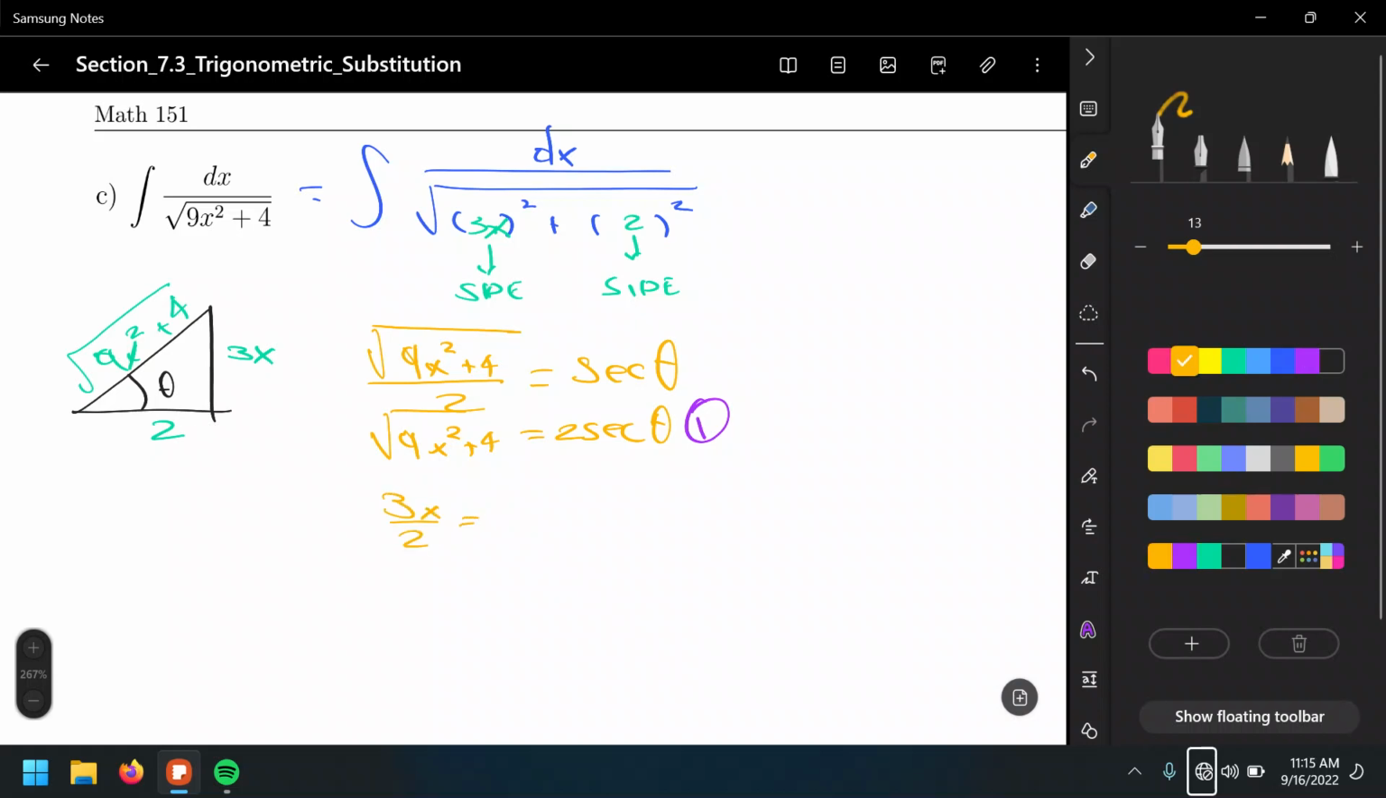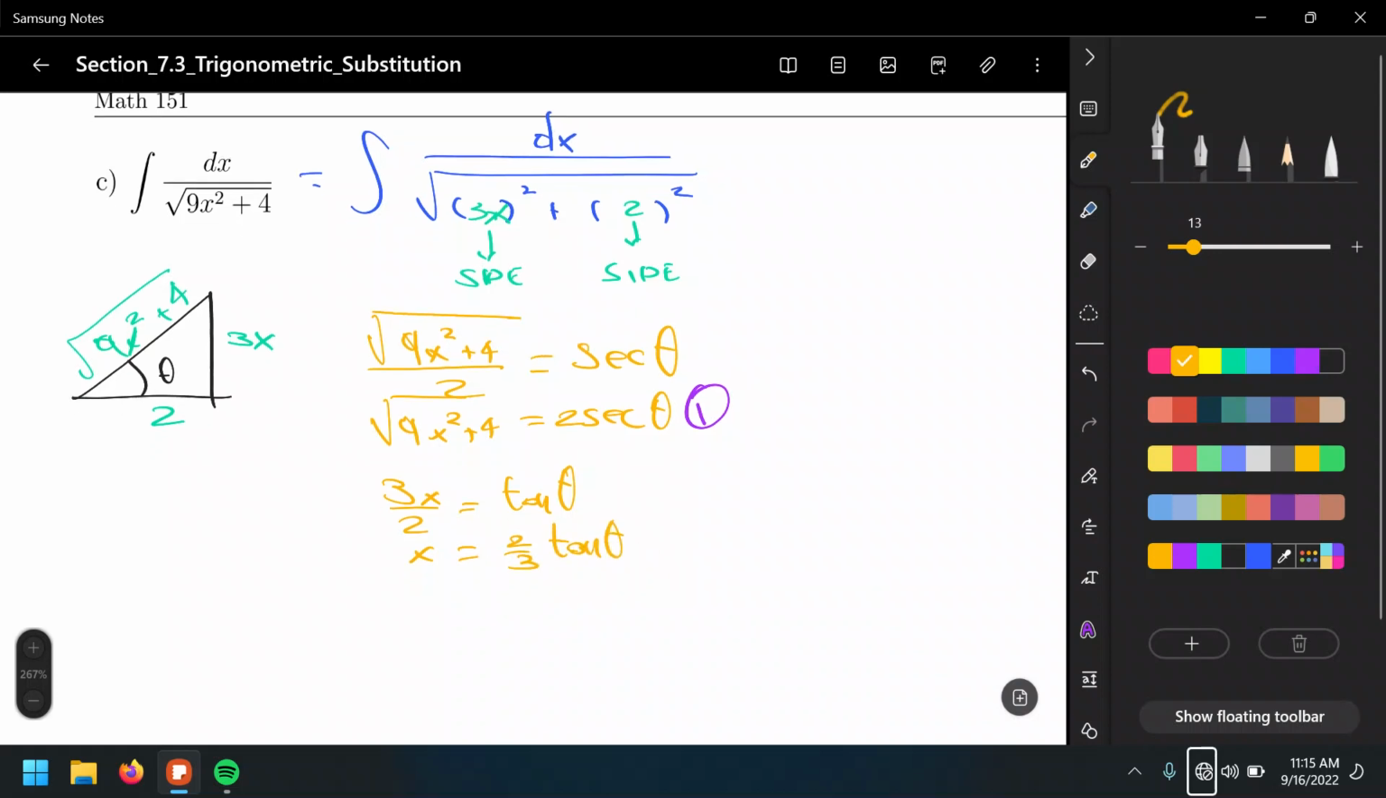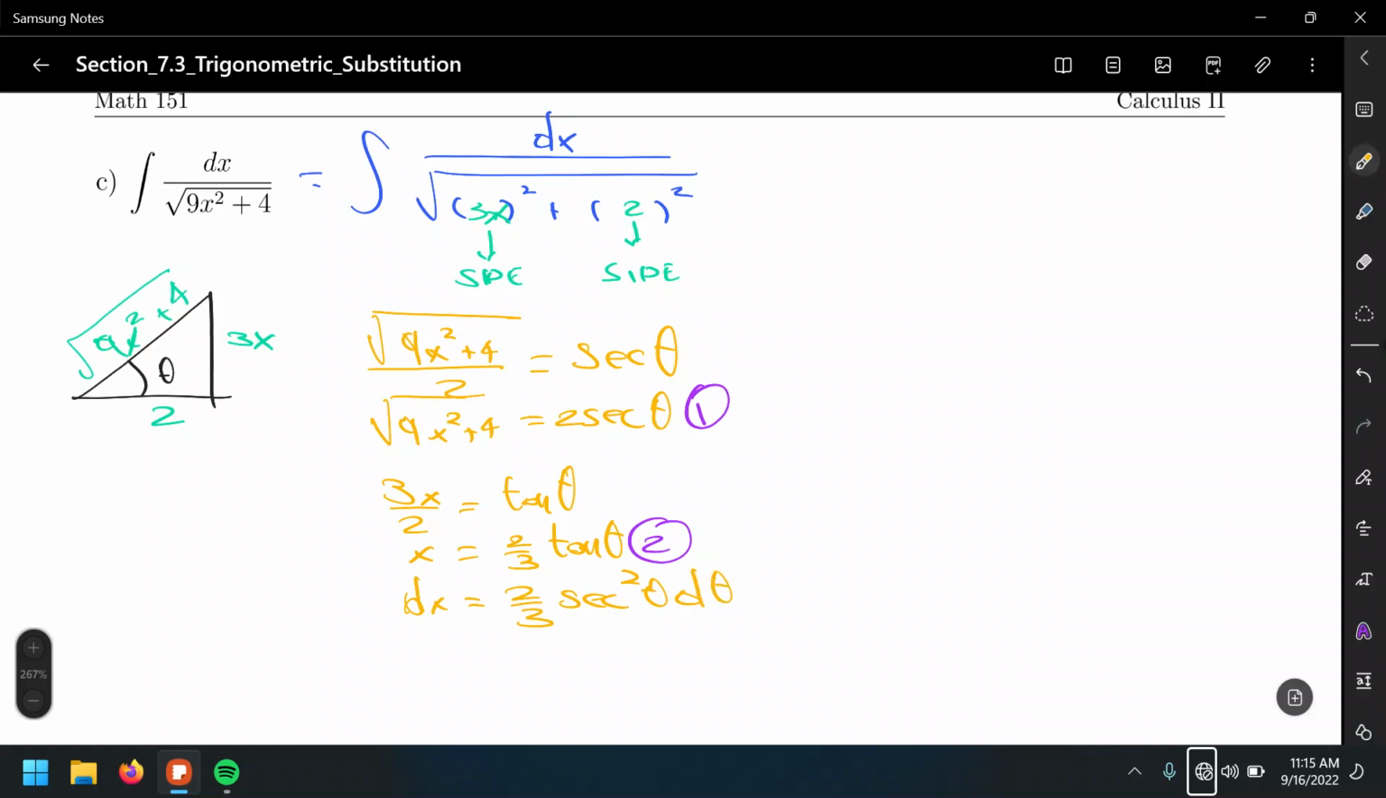3x over 2 equals tangent this time. And let's solve for x. x equals 2/3 tangent theta. That's number 2, which we're not going to use anyway, but we still need it to get the dx. So dx equals 2/3 secant squared theta d theta. All right, we got everything we need.